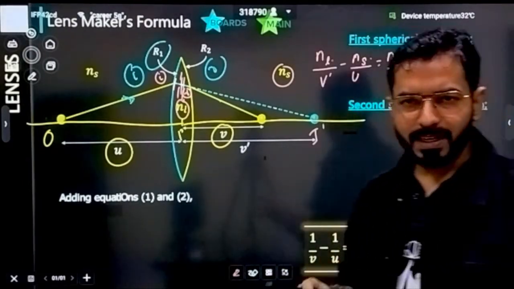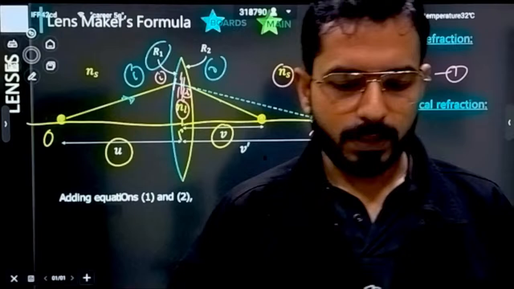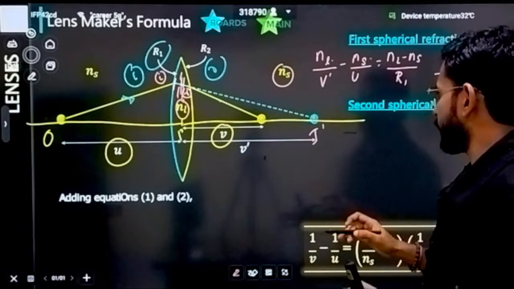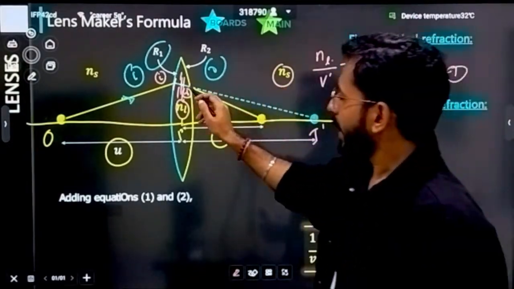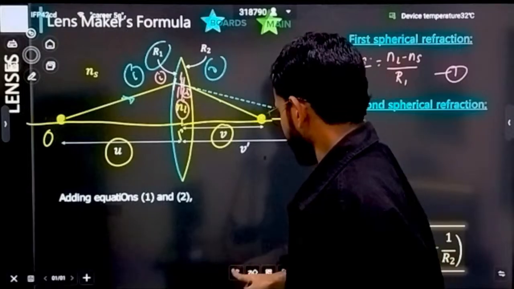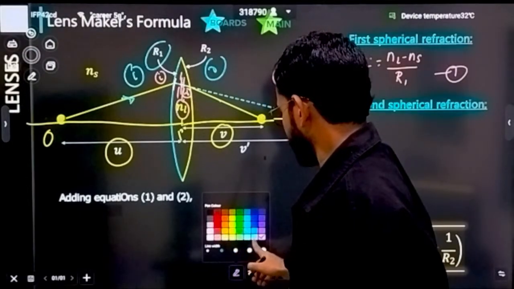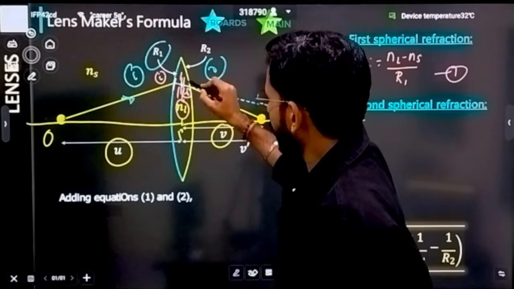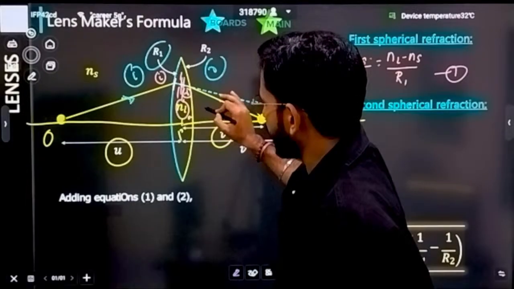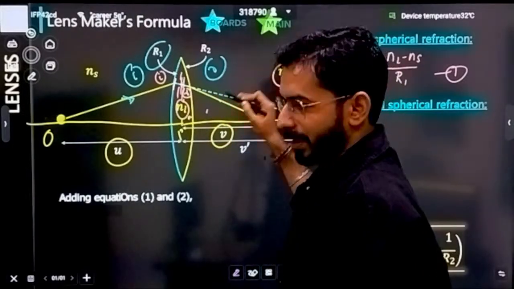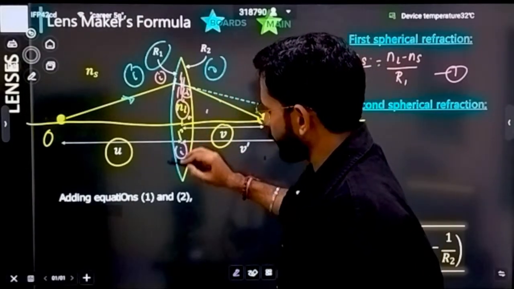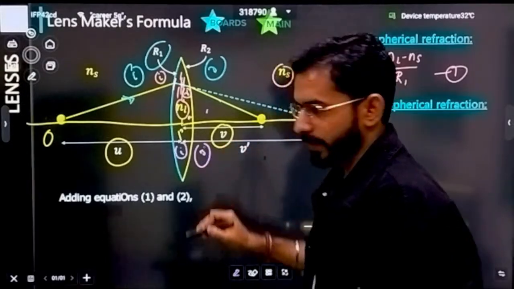Any doubt? Any doubt? Now let's write the second one. Second spherical surface. Now light is coming from here. I should change my color. Now the light ray is coming from this lens medium to the surrounding medium. That means this will now become the incident medium and this will now become the refractive medium.